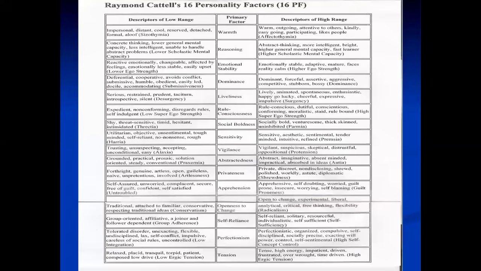Okay. Now here are the 16 primary factors in the middle. So warmth, right? Reasoning, emotional stability, etc. So let's just take a couple. If a person scored high on warmth, they're going to show up as kind and easygoing and outgoing and friendly and all of these things. But if they're low on warmth, they're going to be more distant or detached or cold or aloof. So you notice it's on a spectrum, every single one of these 16 factors.